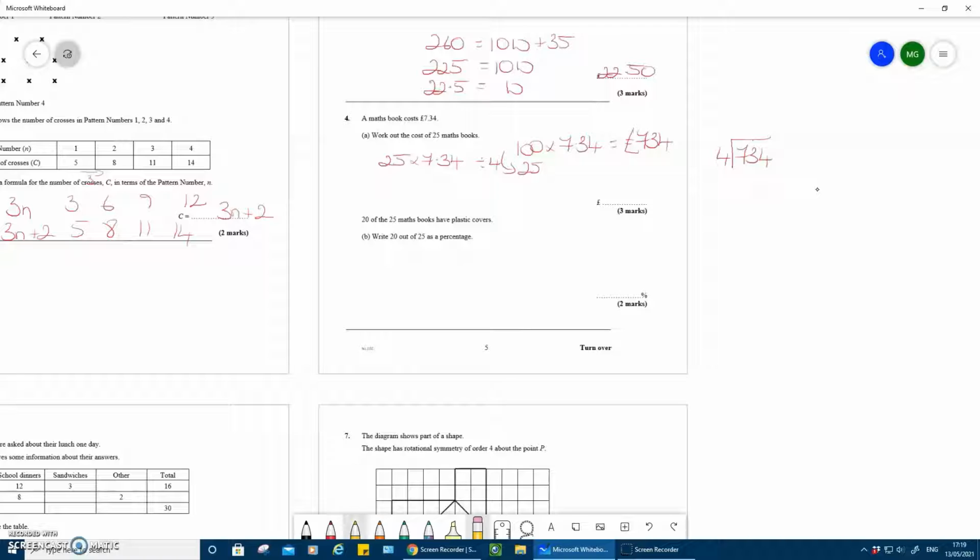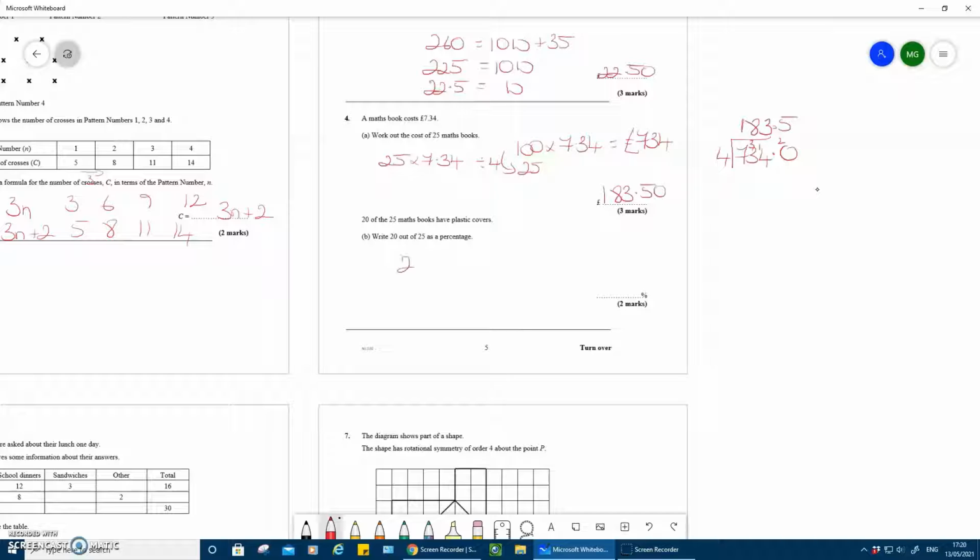Okay, so how many 4s in 7? 1 remainder 3. How many 4s in 33? 8 remainder 1. How many 4s in 14 is 3. Remainder 2. We can carry on. Just put the 2 there. And 0.5. So again, it's £183.50p. You could have done long multiplication. Lots of ways of doing it.